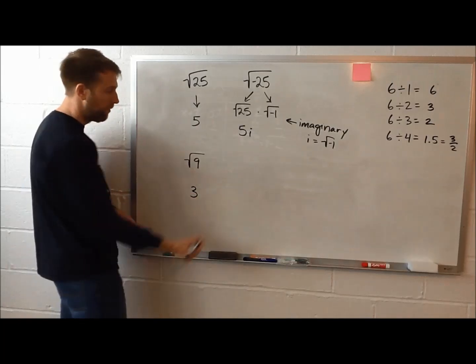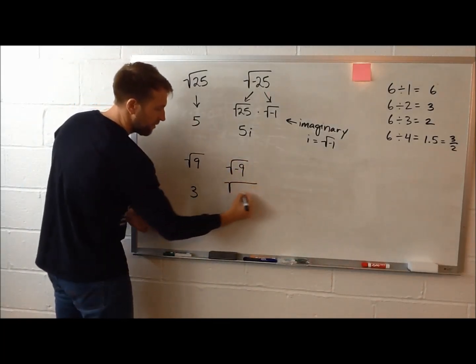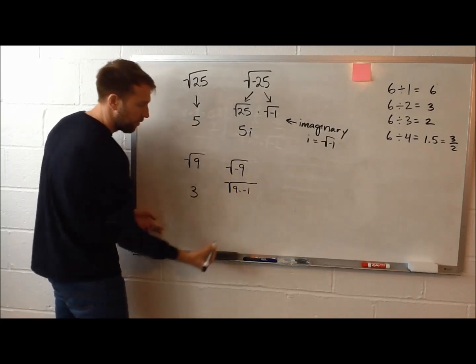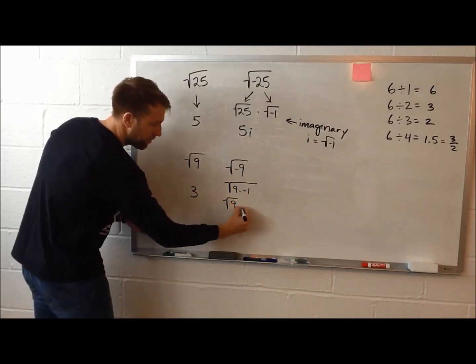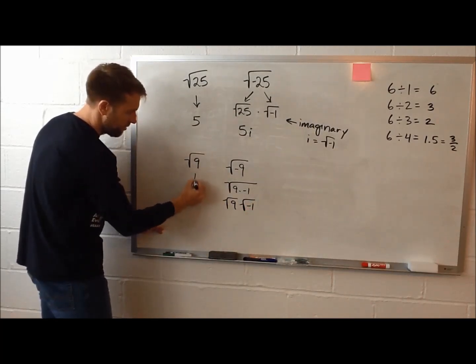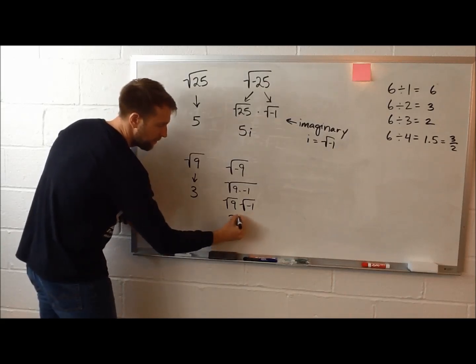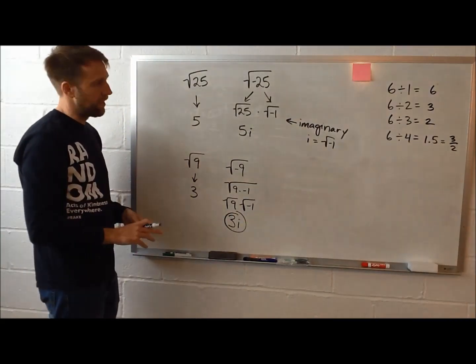So if I want to do a problem like the square root of 9, we know that's 3. What's the square root of negative 9? Well, that's the same thing as the square root of 9 times negative 1. You can break that up into the square root of 9 and the square root of negative 1. We know the square root of 9 is 3. And this part right here is imaginary, and it now gives us 3i.